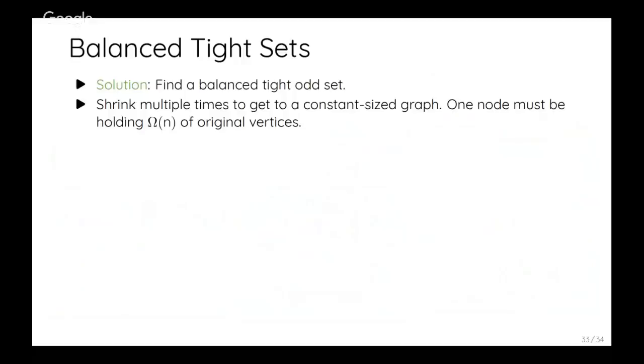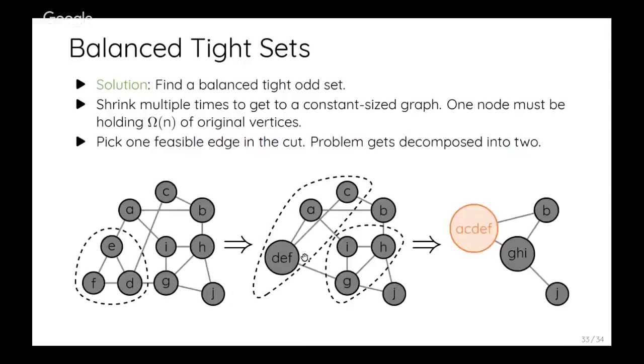The idea is you do the same as before by finding many small pieces of odd sets and reduce the size of the graph multiple times. So from the graph on the left, I go to the middle one. In the middle one, I find two odd sets, I shrink them again. And if I do this many, many times, I get to a constant size graph, let's say a graph with 100 nodes. Now, one of the nodes in this 100 node graph must contain at least 1% of the original vertices. So I've highlighted that by this ACDEF node in the last graph, right?